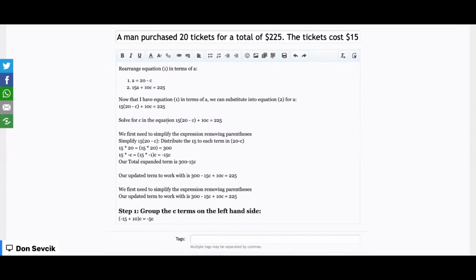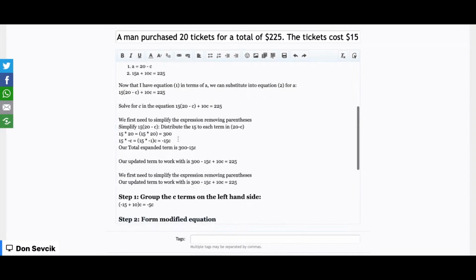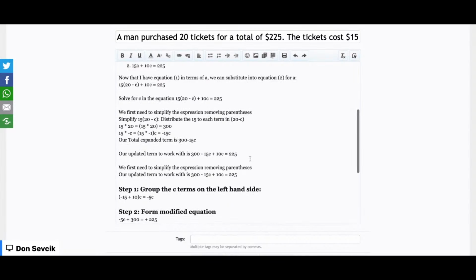We want to solve for C. I popped this equation into Math Celebrity, and then I just grabbed all the math and the answer and brought it back. So we first need to simplify by removing the parentheses, which we're doing. 15 times 20 minus 15 times C. We get a revised term without the parentheses. That's great. So without parentheses, here is our new equation.